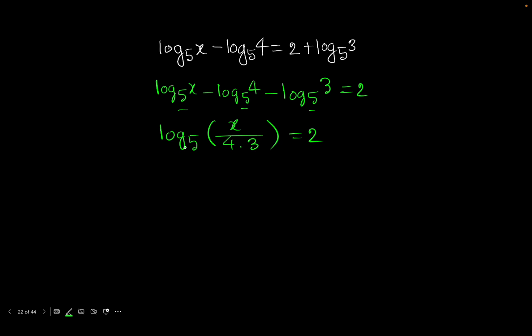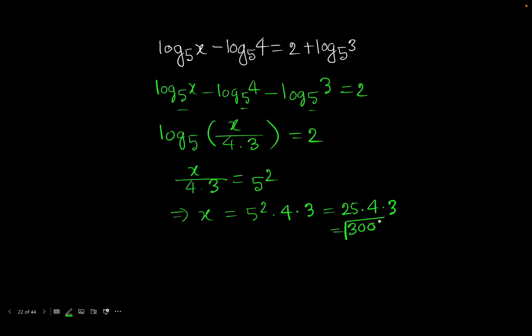Now if we want to eliminate log, we can simply write x by 4 into 3 is equal to, so this base will go this side and this term will come as power. So we can write x is equal to 5 squared into 4 into 3. So it will be 25 into 4 into 3. So it will be 300. And this is our answer.